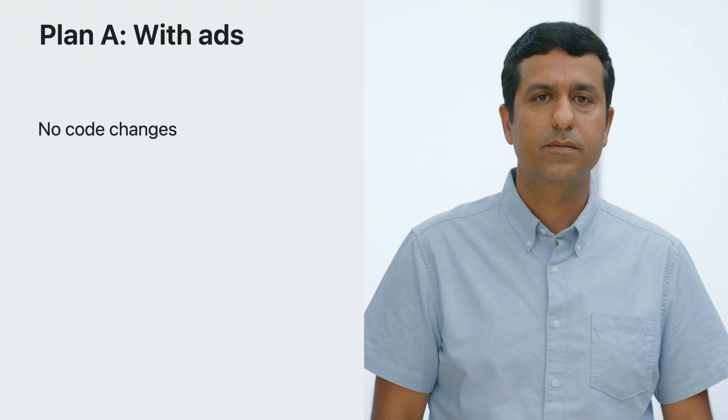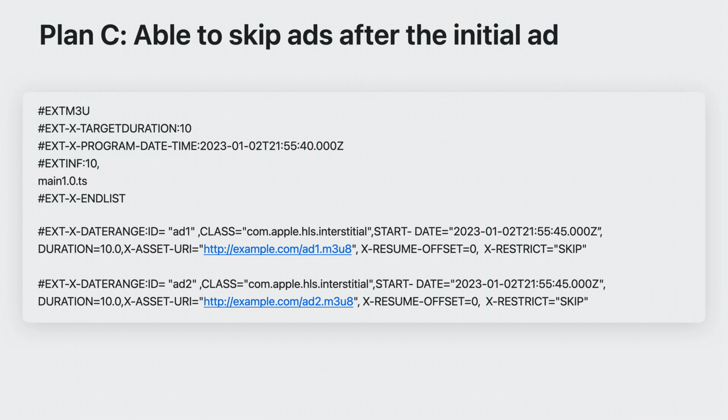To support Plan C, that is, subscribers enrolled in this particular plan are able to skip ads once the initial ad is concluded, we need to make sure that restrictions on the first ad, that is ad 1, are retained. Modifications must be done in the client application code to override the restriction property set on the second interstitial, that is ad 2, such that the skip restriction is removed.